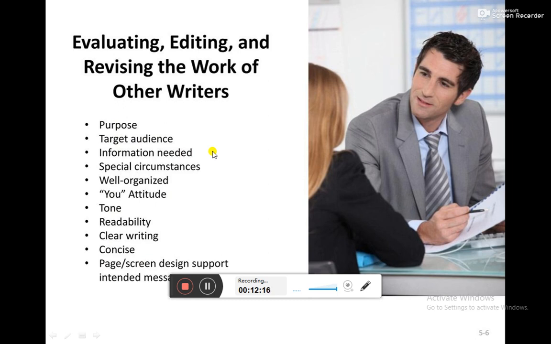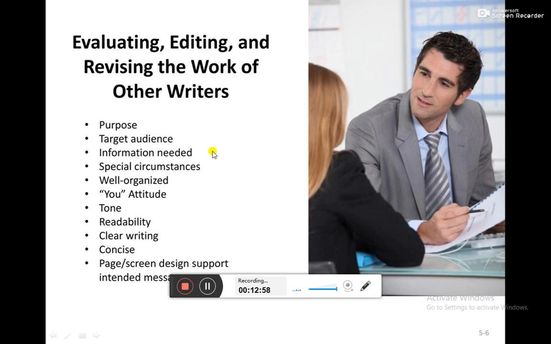Number 4, are there any special circumstances or sensitive issues that the writer had to consider? Number 5, does the document provide this information in a well organized way? Number 6, does the writing demonstrate the you attitude toward the audience? Number 7, is the tone of the writing appropriate for the audience and the situation?